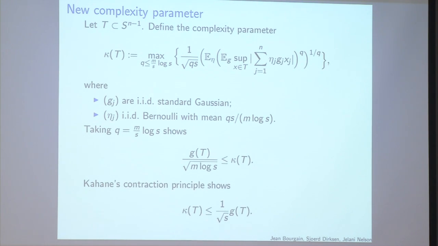Okay, on the other hand, I can apply a result from probability in Banach spaces, Kahane's contraction principle, to get rid of these Bernoulli random variables, and in that way show that this parameter is also bounded by 1 over square root S times the Gaussian width. Okay? So the important thing to note here is that in this lower bound I have scaling 1 over square root M, and here 1 over square root S. Okay, so I will now show the main result that we have in this direction, and show the meaning of these two bounds.